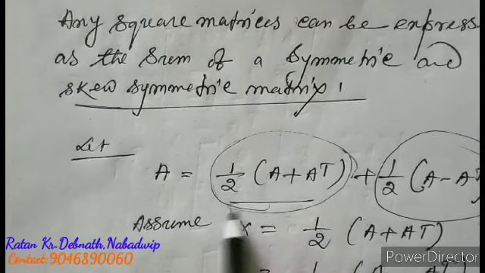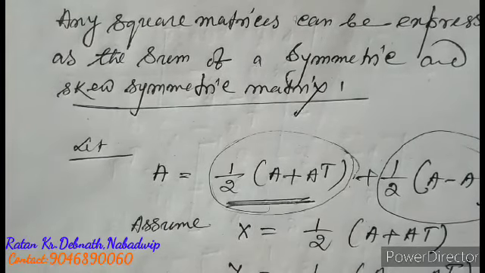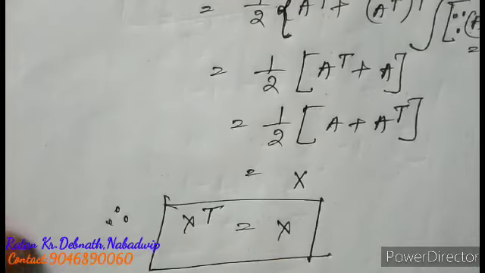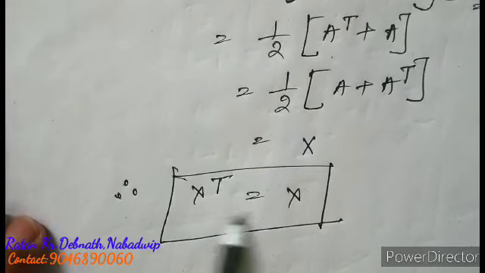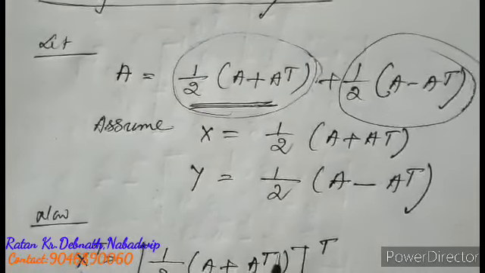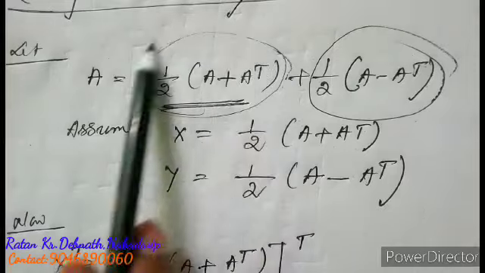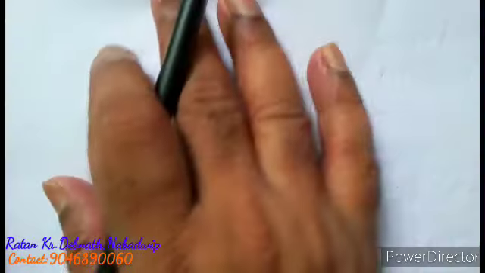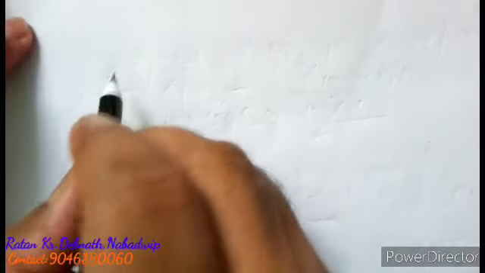We can say the first part is symmetric. As we have learned about the symmetric matrix, when X transpose equals X, then we can say X is a symmetric matrix. That is the first part, a symmetric matrix.